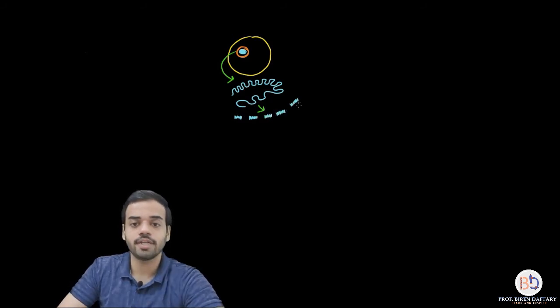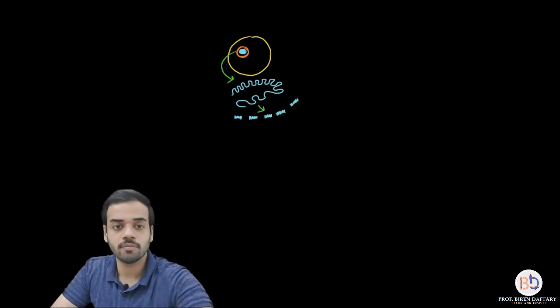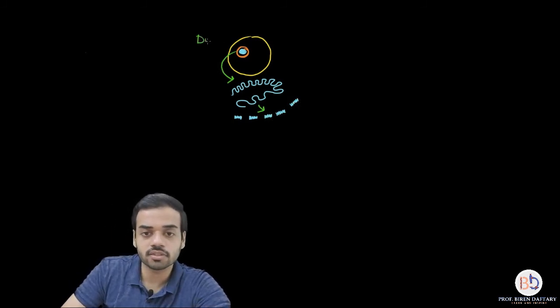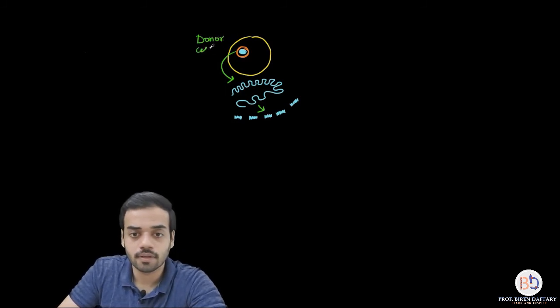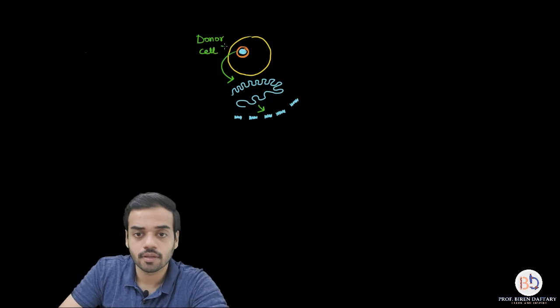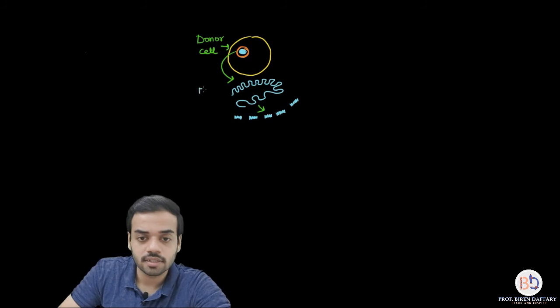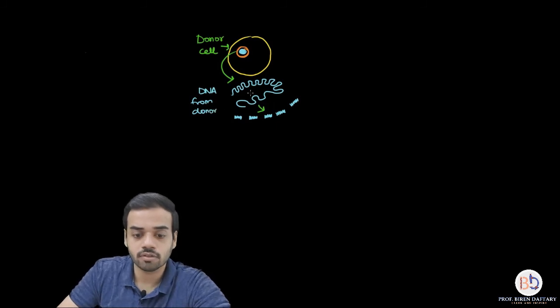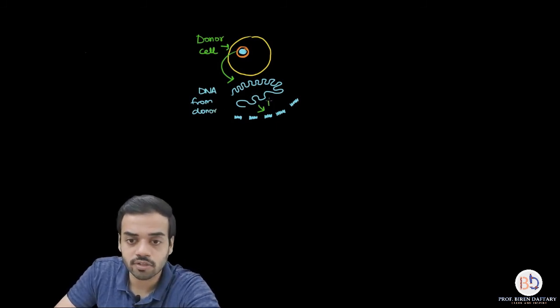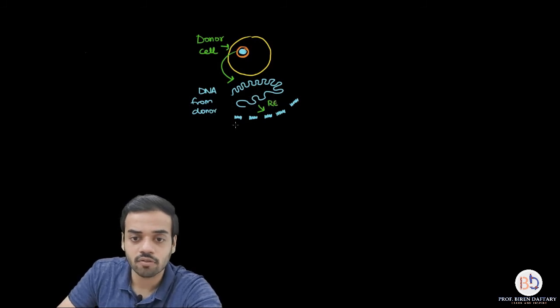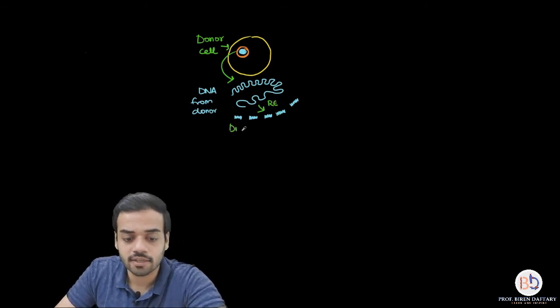Are you getting this point? Okay, so if you want, I will label everything over here. This is the donor cell. This is the DNA from the donor cell. Okay, over here what should I write down? I should write down restriction enzymes have been used. And what are these? DNA fragments.